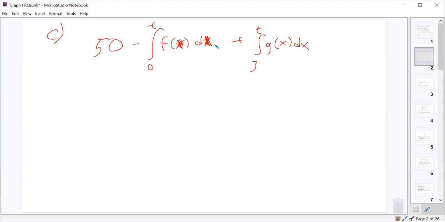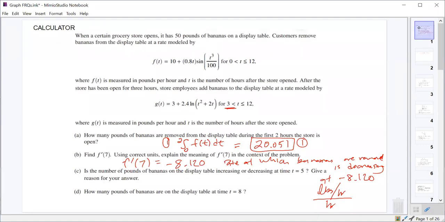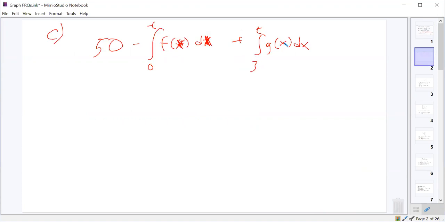We want to figure out if that is increasing or decreasing at 5, so we take its derivative. The derivative of this ought to be what? This is the amount that are removed. You probably wrote it G minus F. If you did 50 plus the integral of G minus the integral of F, that's fine too. So here we've got negative f of t plus g of t when we take the derivative.